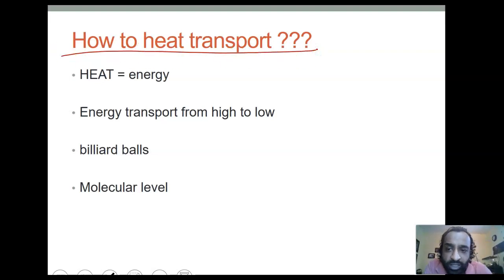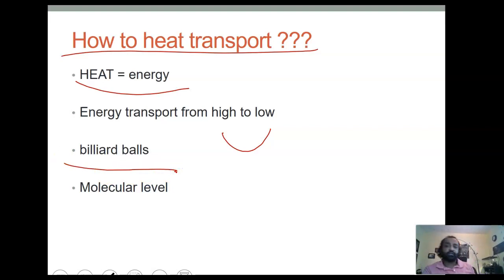Okay. Heat transport, we said heat is energy. Energy transport from high to low. We would say that. Think of the billiard balls. I like that little terminology. So when you hit the cue ball and the balls hit each other, as they collide, they do transfer energy from one ball to another, starting from your arm to the stick, the cue ball, and the other balls. They just keep pushing each other.